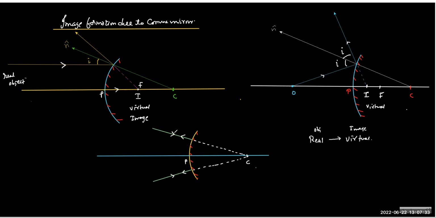Now tell me, the object is virtual, but the image is also here only. No? The image is also here, because if you trace the reflected light, it will also appear to be coming from here.